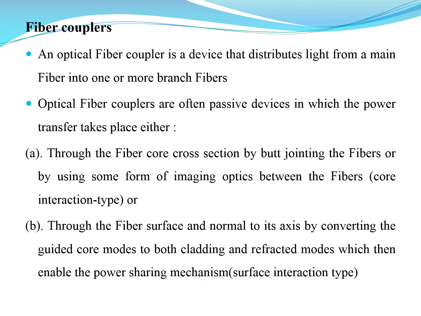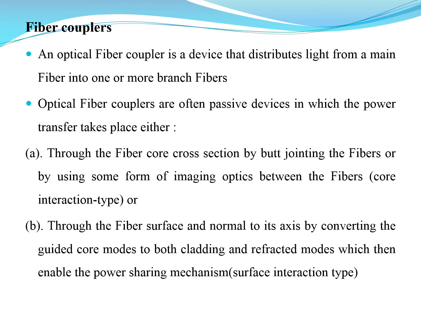Optical fiber couplers are often passive devices in which the power transfer takes place either through the fiber core or through the fiber surface. Through the fiber core cross section, by joining the fibers or by using some form of image optics between the fibers, we call it a core interaction type. Or through the fiber surface and normal to its axis, by converting the guided core modes to both cladding and refracted modes, which are able to share the power, which is called a surface interaction type.